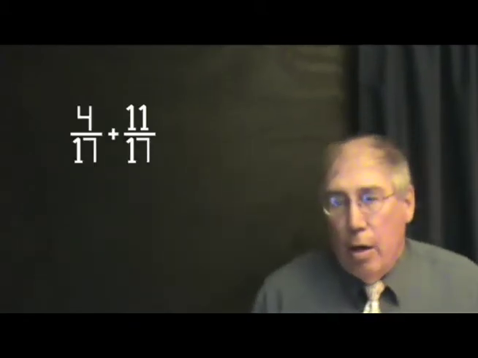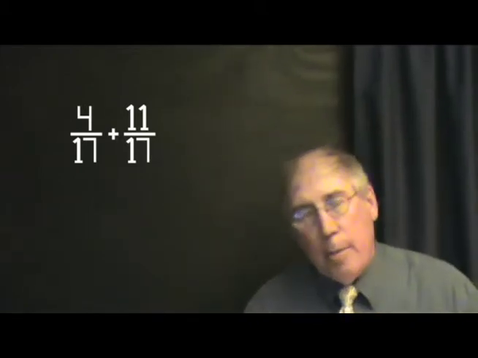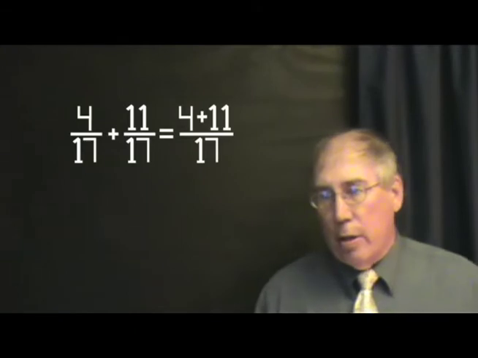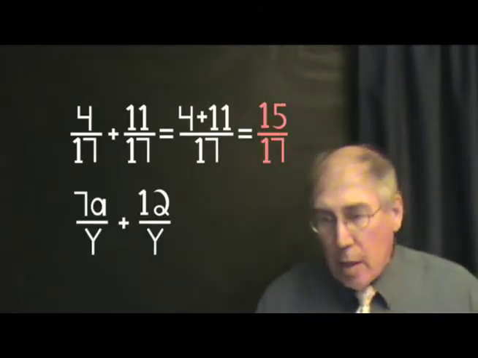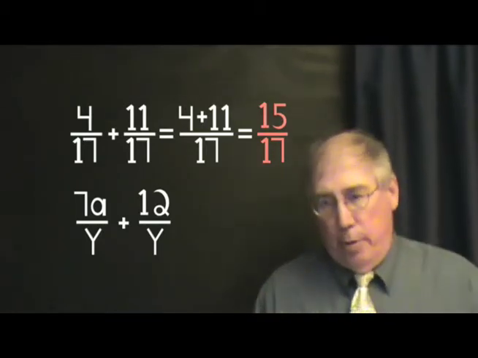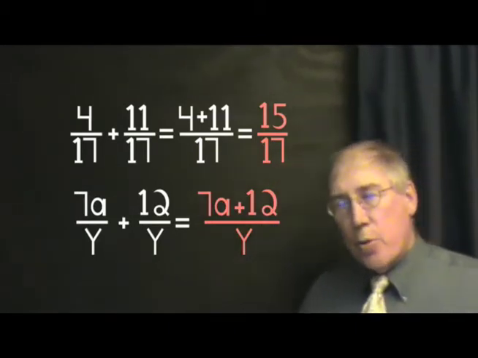So let's look at a specific example here. 4/17 plus 11/17. The denominator is the same, so you can just add the numerators together, and we should land up with 15 over 17. Now this next one, the numerators are unlike terms, so we can't add them together. So we get 7a plus 12 over y.